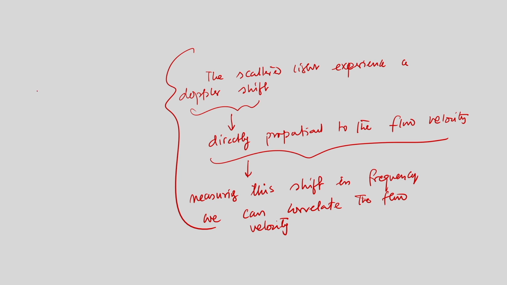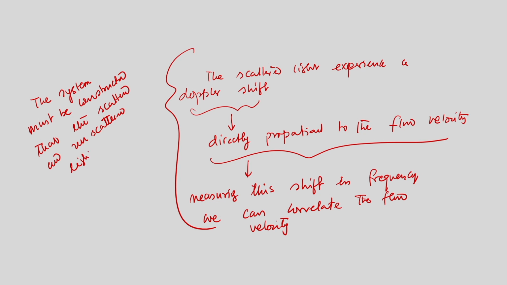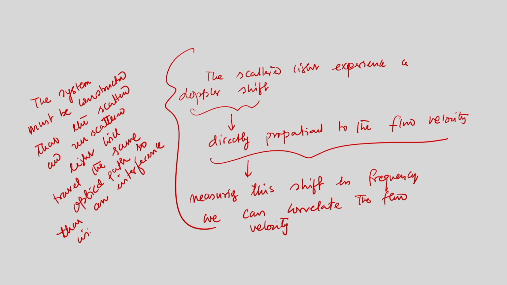One important point regarding the Doppler shift: the system must be constructed so that the scattered and unscattered light travel the same optical path, so that an interference will be observed at the PMT.